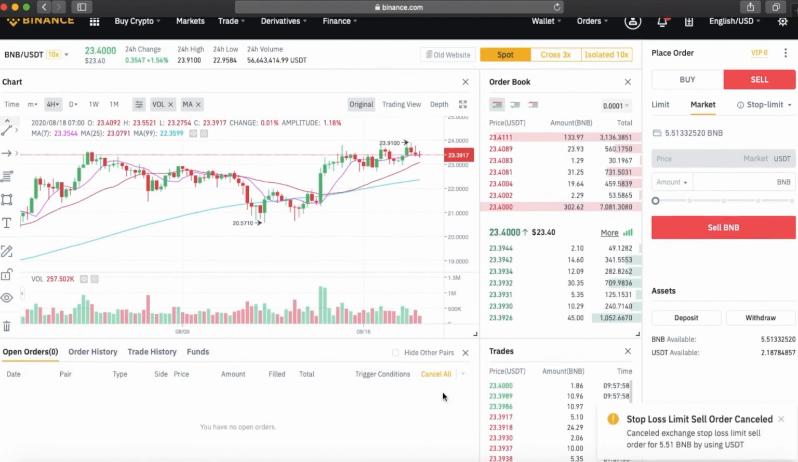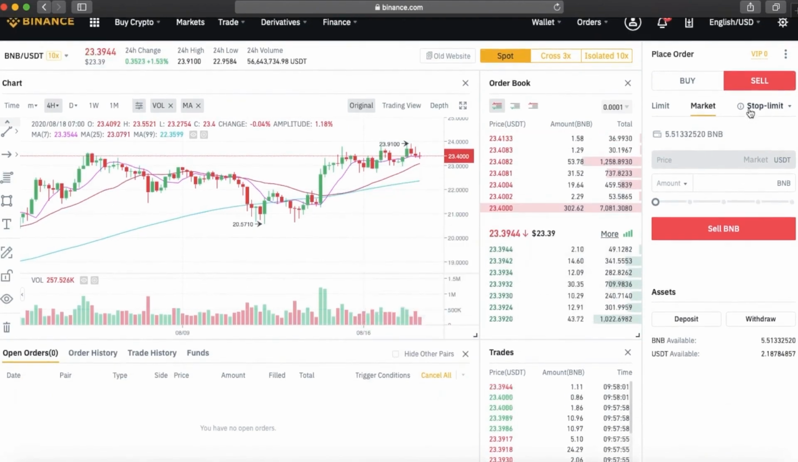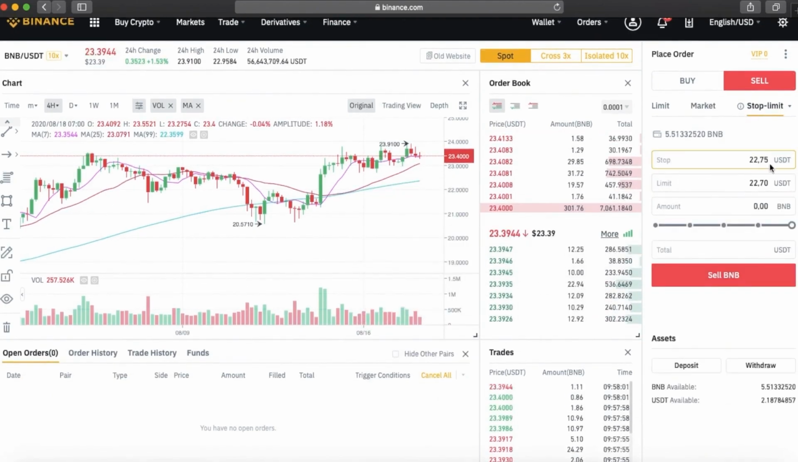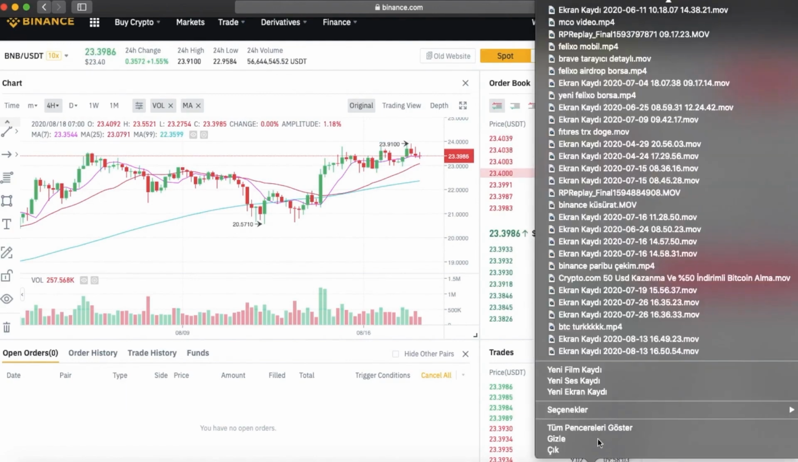I also say cancel this order, meaning I am canceling it. Should I summarize stop loss again? I think I explained it. Don't go out without stop loss, you will be ruined. Take care of yourselves, friends, and good luck to everyone.